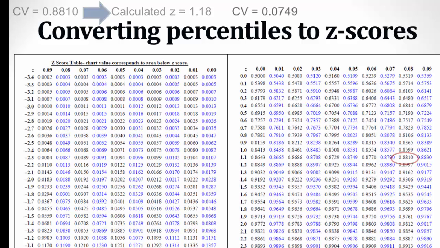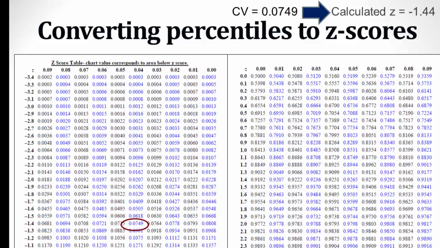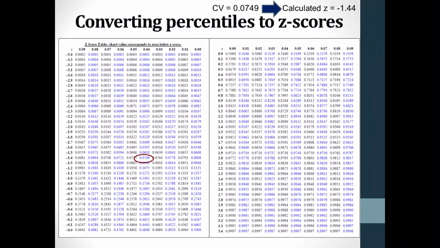Let's do it for another critical z-score, say 0.0749 or 7.49%. Here it is, right at the intersection of negative 1.4 and 0.04. So the calculated z-score associated with a critical z-score of 0.0749 is negative 1.44.